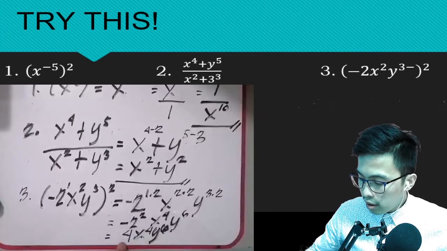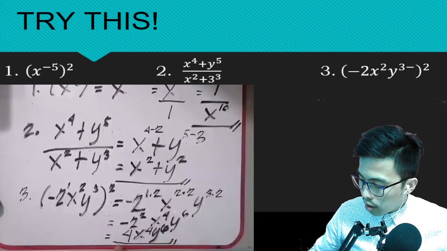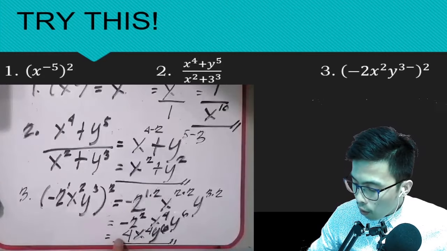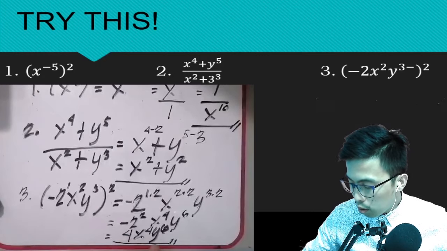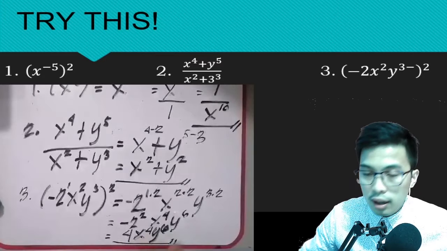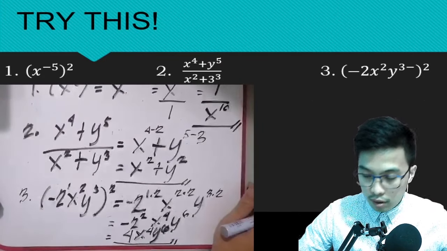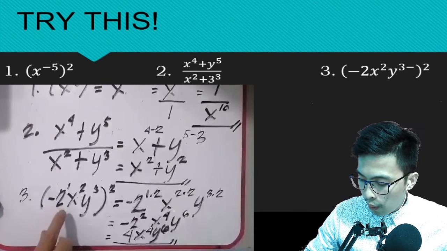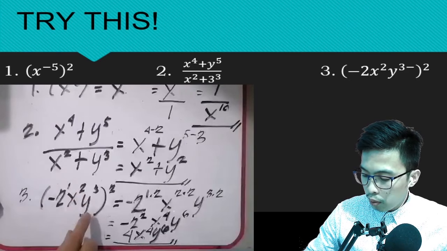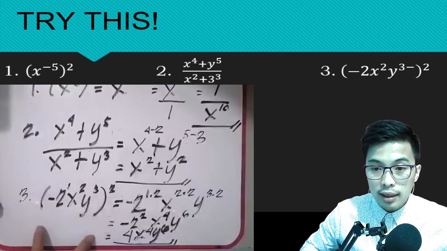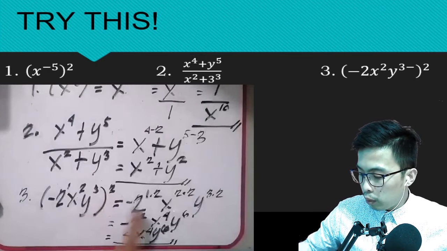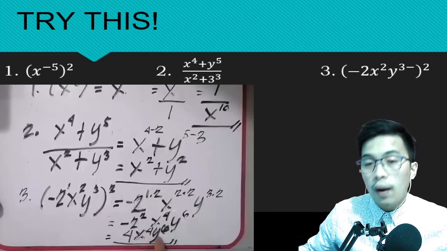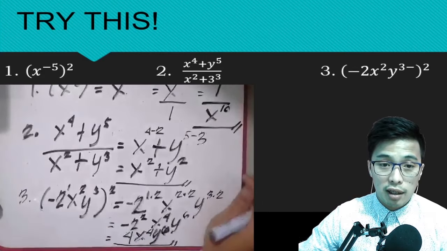Okay? So, how do we read this? The final answer will be 4x raised to the power of 4, y raised to the power of 6, or 4 times x raised to the power of 4 times y raised to the power of 6. So, therefore, we can now say that the product of negative 2 x raised to the power of 2 times y raised to the power of 3, quantity raised to the power of 2, is just simply 4 times x raised to the power of 4 times y raised to the power of 6.